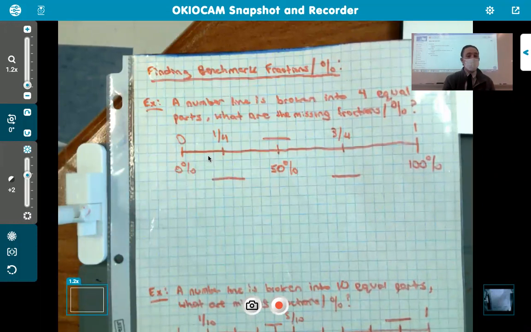So the first example we have here, a number line is broken into 4 equal parts. What are the missing fractions or percentages, all right?